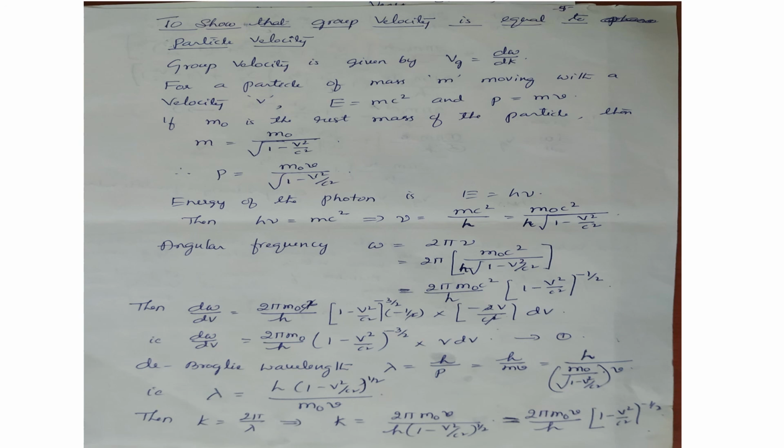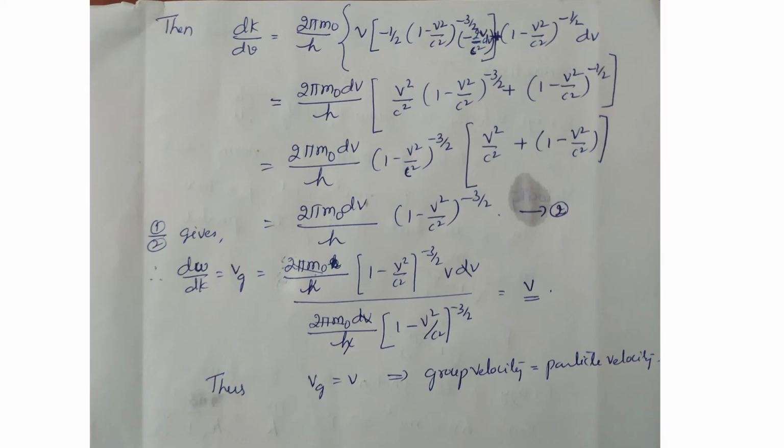This is lambda. Now define k, the propagation constant, as 2 pi by lambda. That is k equal to 2 pi by lambda; substitute lambda and simplify. You get k as 2 pi m0 v by h into (1 minus v square by c square) to the power half. Take that (1 minus v square by c square) to the power half to the numerator, it becomes minus half. Now differentiate k with respect to v.